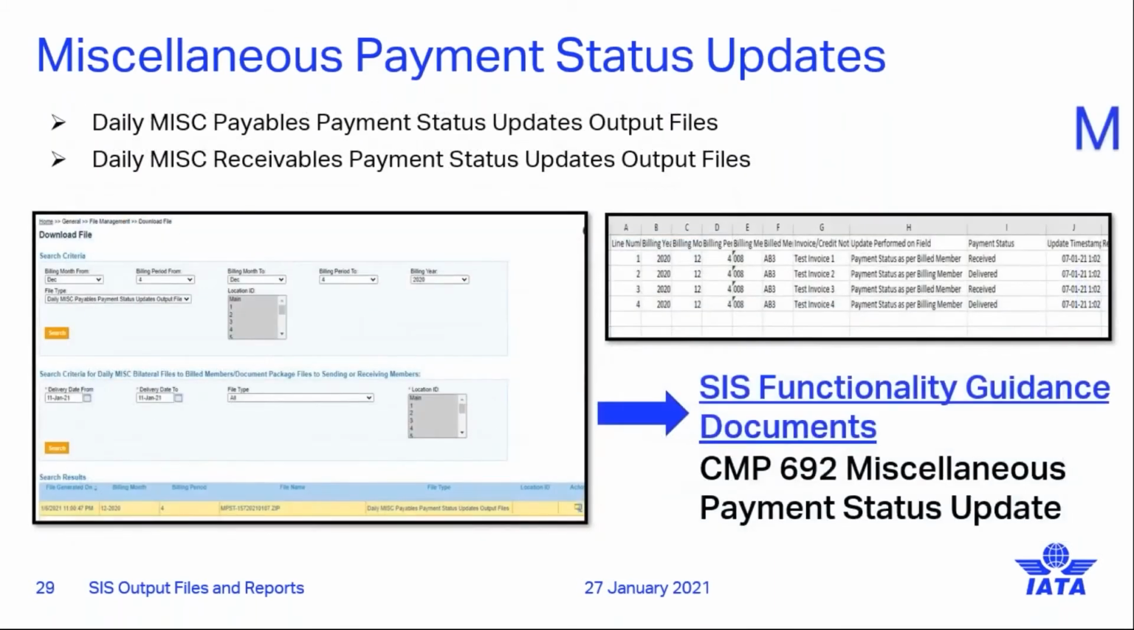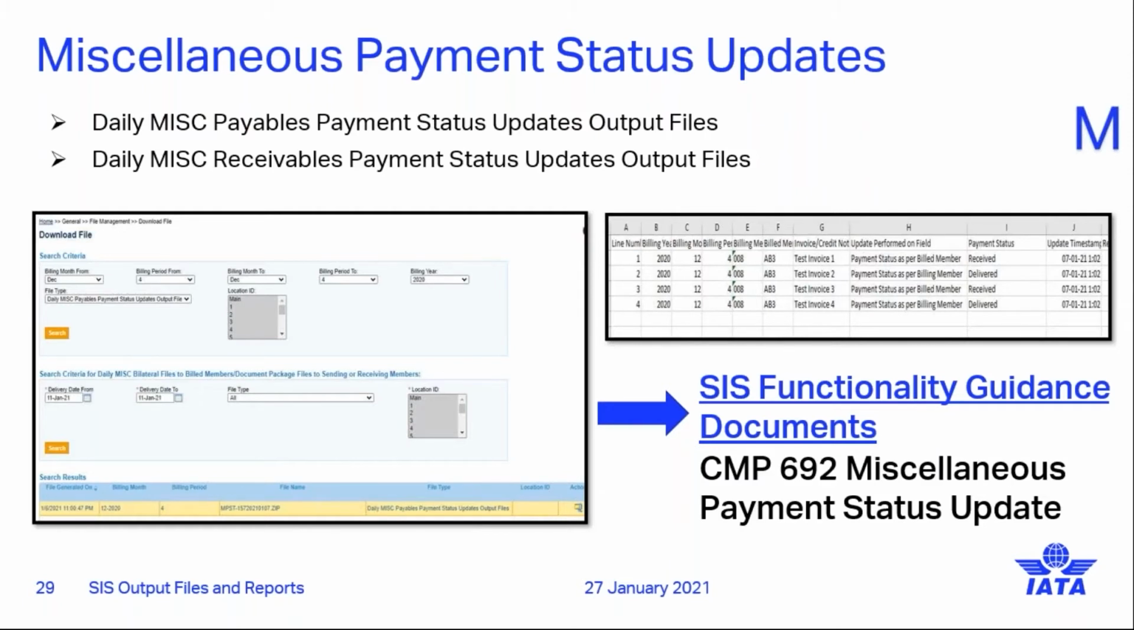We will see here how this file can be downloaded once you have enabled it. You want to go to SIS General File Management Download File, and you can choose the daily miscellaneous payable or receivable, depending on which one. As you see in the search results, it will appear. And this is how the file looks inside, with all invoices and their payment status.